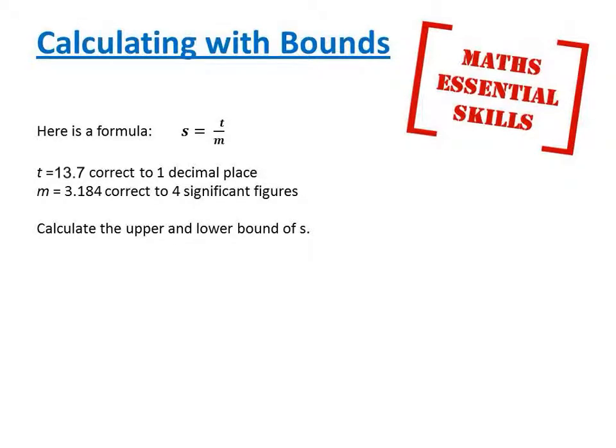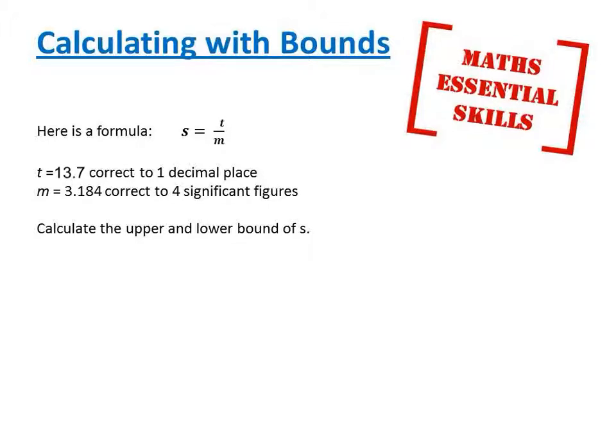Whenever we're asked to consider bounds on a question like this, which would appear towards the end of the exam paper, we need to consider all the possible options. First of all, to work out S, I'm not going to divide t divided by m. I need to work out what the upper and lower bound of t and m are.